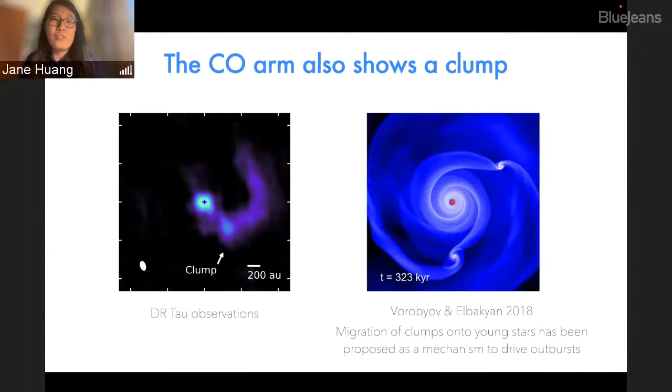The CO arm also shows a clump, which is interesting in light of DR Tau's extreme brightness changes because simulations have suggested that migration of clumps onto young stars can drive outbursts. However, one important caveat is that these simulations have been run for disks that are younger and much more massive than DR Tau. So it's a question of whether such mechanisms can operate in more evolved, modestly sized systems.